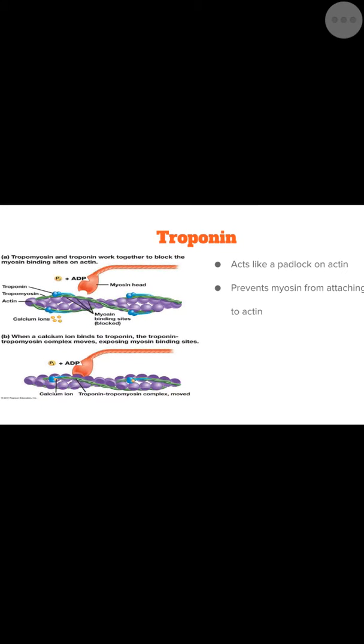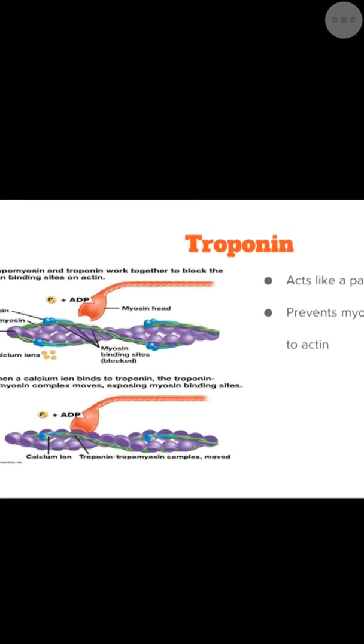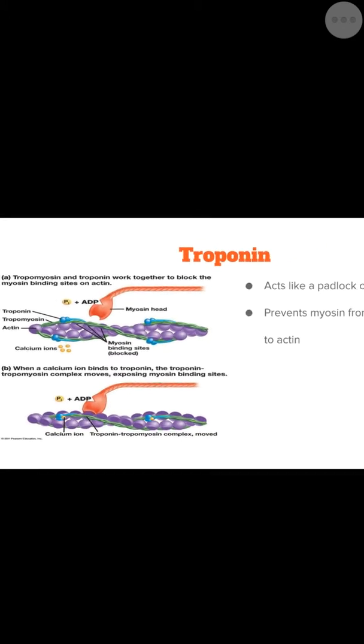Troponin acts like a padlock to actin, preventing myosin from attaching to actin. So troponin is the blue portions in these pictures here.